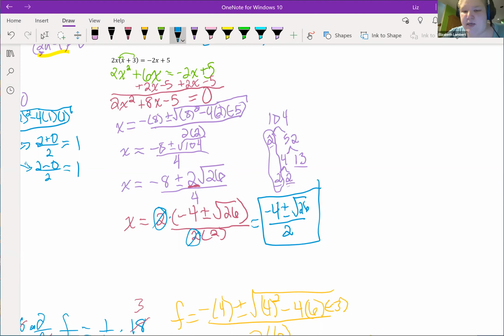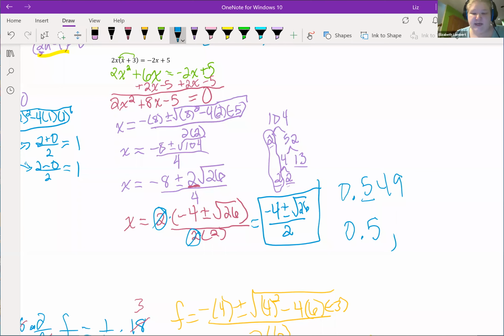All right, so to calculate this one, we're going to go -4 plus the square root of 26. So let me clear that. -4 plus the square root of 26 is 1.09901, divided by 2, 0.549. Even though the 49 would round up, you only look at the number right next to it. 4 is not enough, so it's just going to be 0.5.